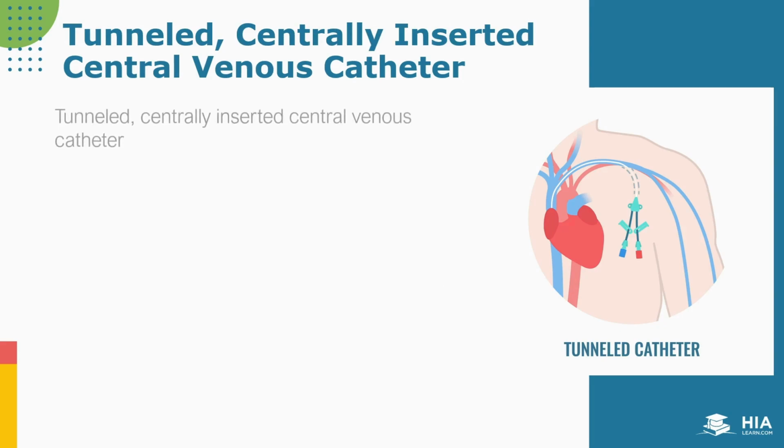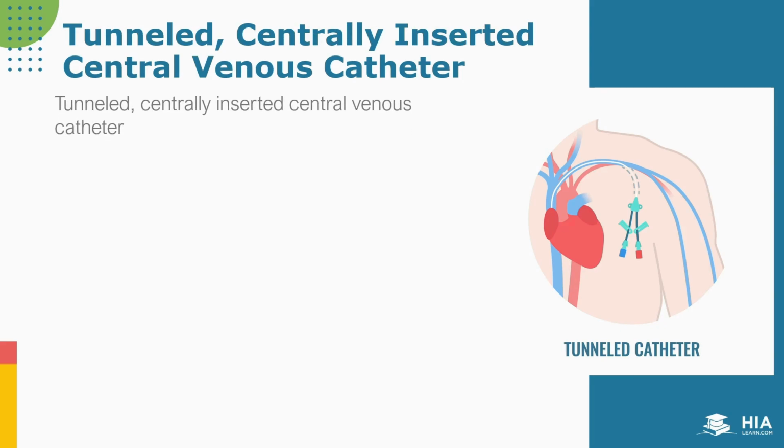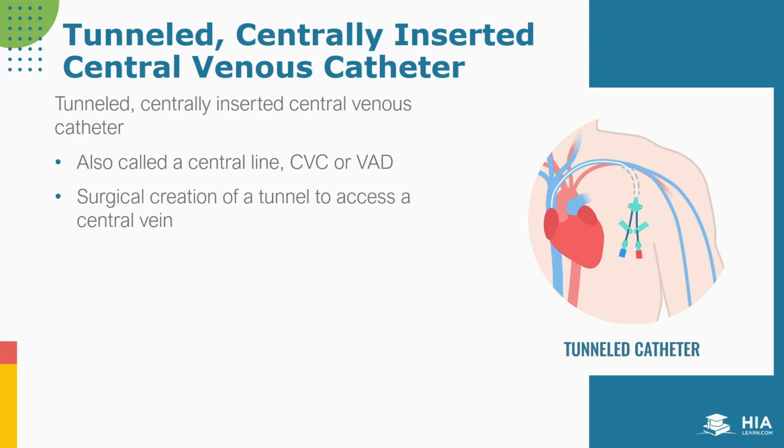A tunneled centrally inserted central venous catheter may also be referred to as a central line, CVC, or VAD. Prior to insertion of the catheter, the surgeon makes an incision at an insertion site, usually in the chest, then uses a device to create a tunnel under the skin through which the catheter is passed to reach the point where it enters a central vein.